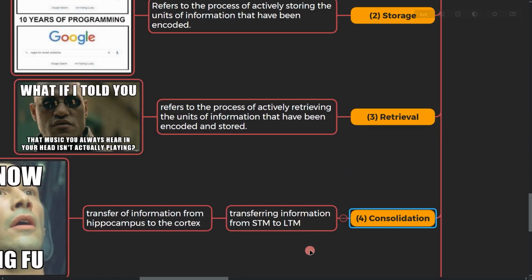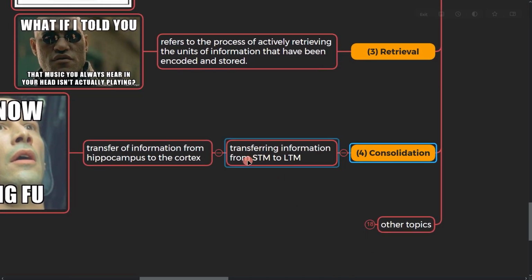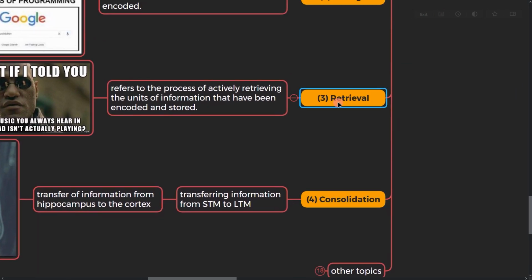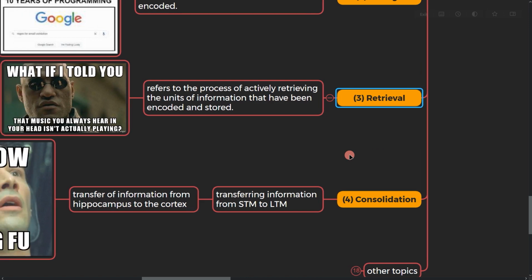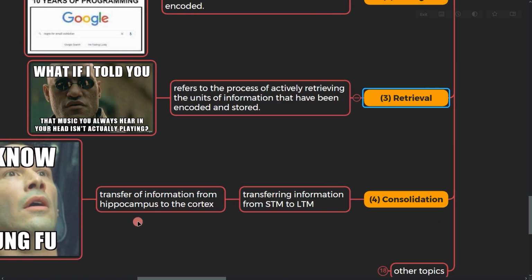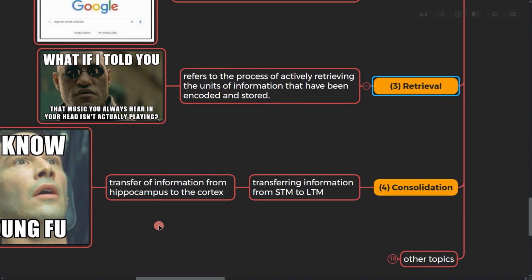Alright, so we also have consolidation, the transfer of information from short-term memory to long-term memory. So pay attention to this part. Retrieval is getting information from your long-term memory and putting it into short-term memory to think about it, because whenever we want to think about anything, we have this information in our short-term or working memory. But when you want to learn it for later, you want to transfer it from short-term memory to long-term memory. And depending on the information, the hippocampus can be involved.